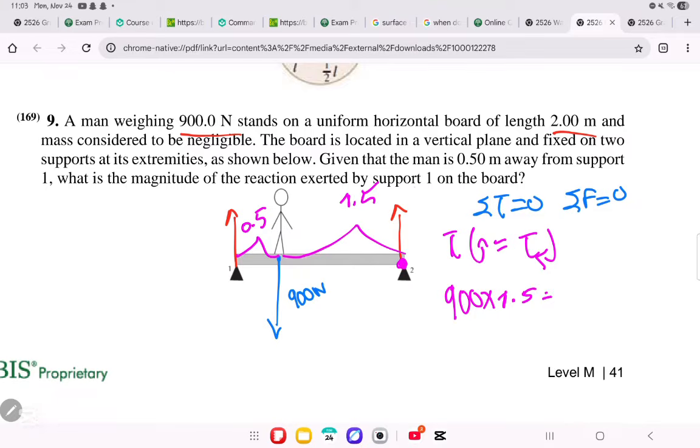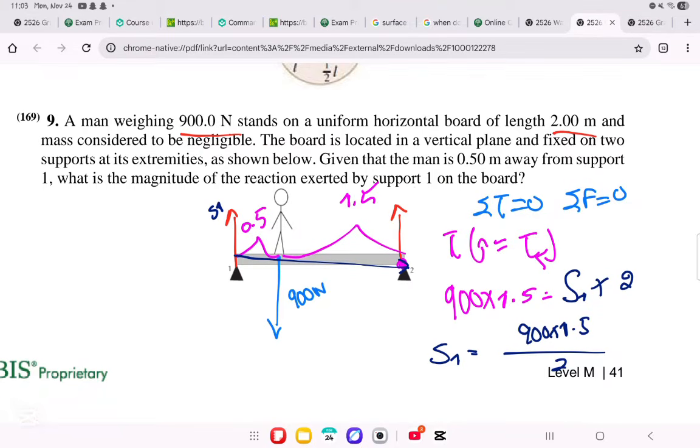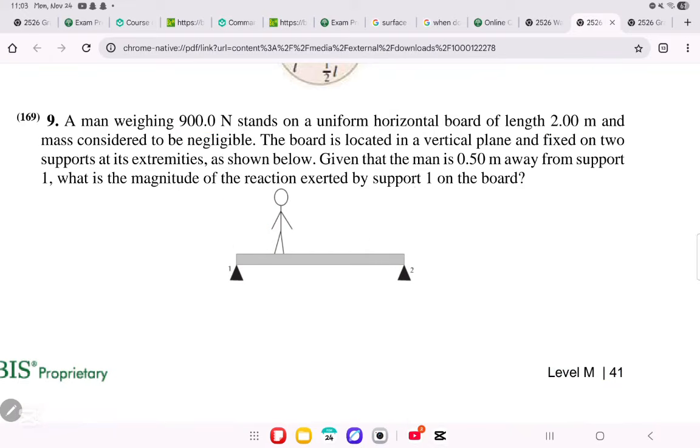The clockwise torque is from the support. I'm going to call it S1. This is S1, the support, multiplied by the perpendicular distance to the pivot, which is 2. So you will get that S1 is equal to 900 times 1.5 over 2. You're supposed to get S1 to be 675 newtons. That's it for question number 9.